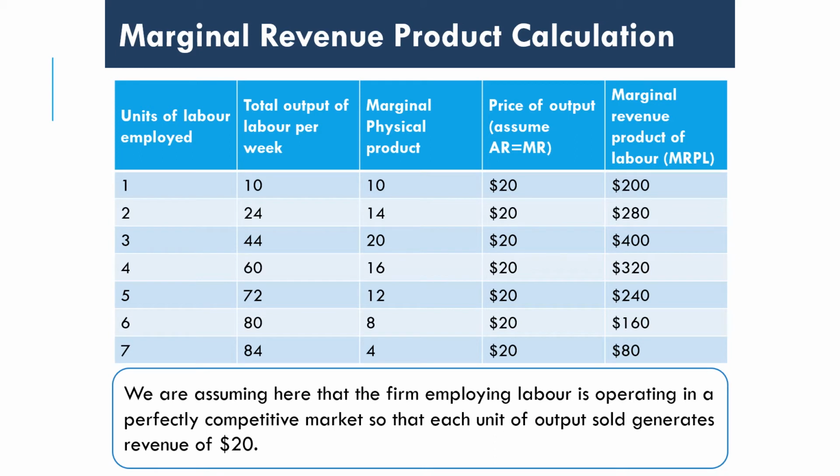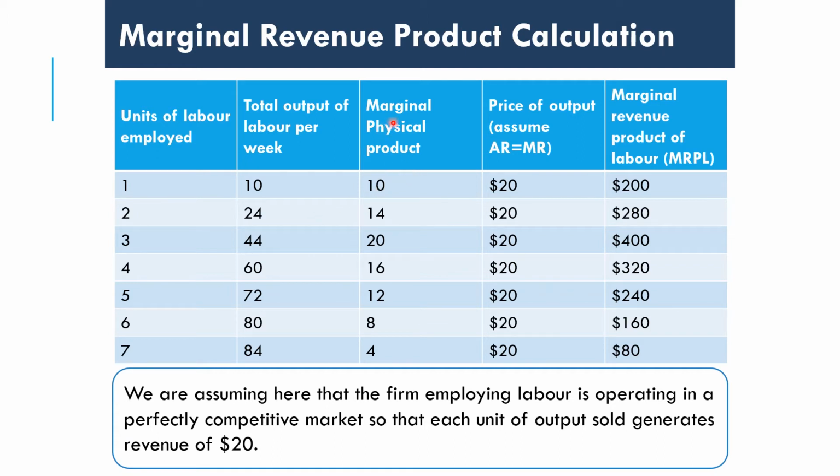Let's have a look here at a numerical example to make things clearer. On the left-hand side, imagine for a business, this is the number of units of labour that they might employ. So 1 worker, 2 workers, 3 workers, 4 workers. And then this is the total output that those workers produce each week. So if we have 1 worker, we produce 10 units. If we have 2 workers, we produce 24. If we have 3 workers, 44, and so on.